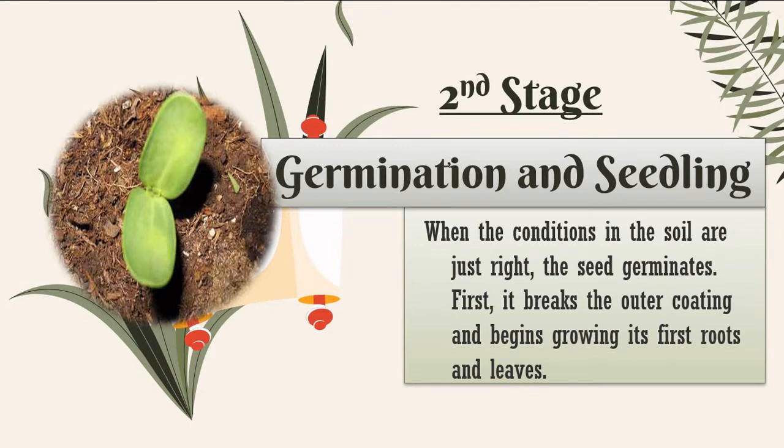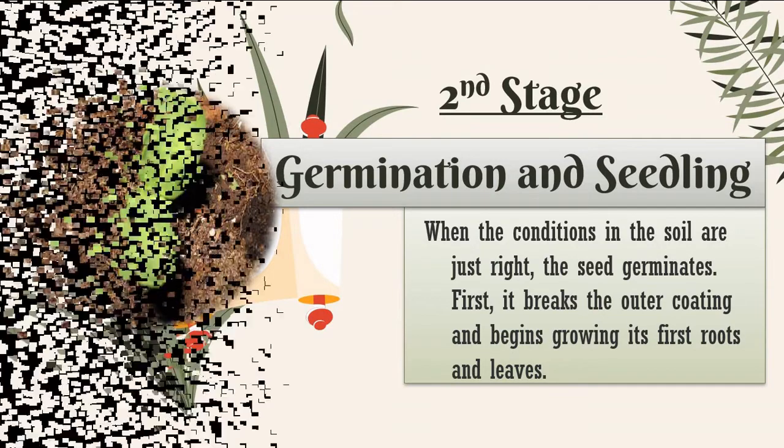The second stage is called germination and seedling. When the conditions in the soil are just right, the seed germinates. First, it breaks the outer coating and begins growing its first roots and leaves. When the first sign of life from a seed appears out of the soil, it is called a seedling. As soon as the roots and leaves appear, they start their work, wherein roots absorb water and nutrients, and leaves make food by photosynthesis.